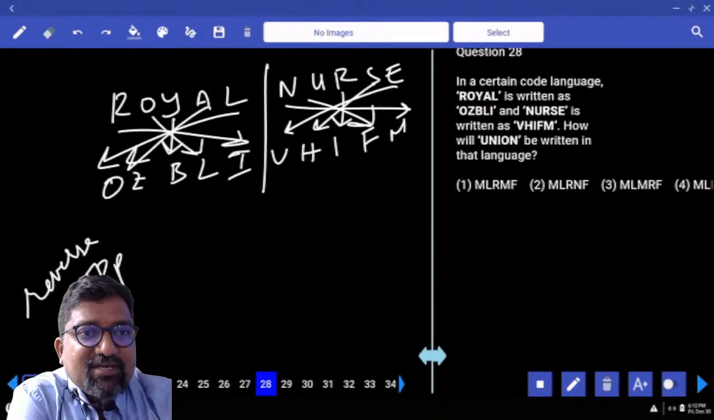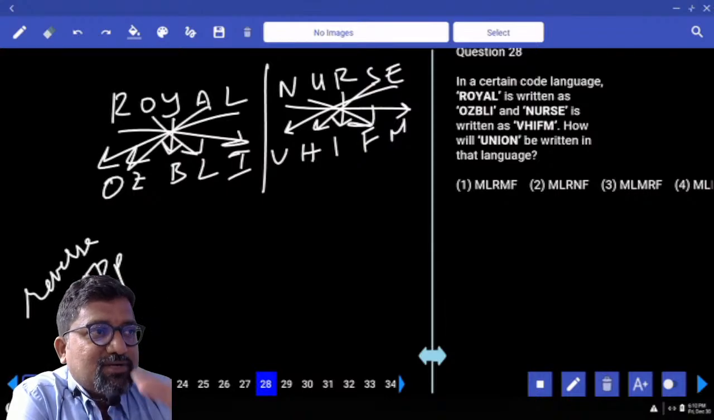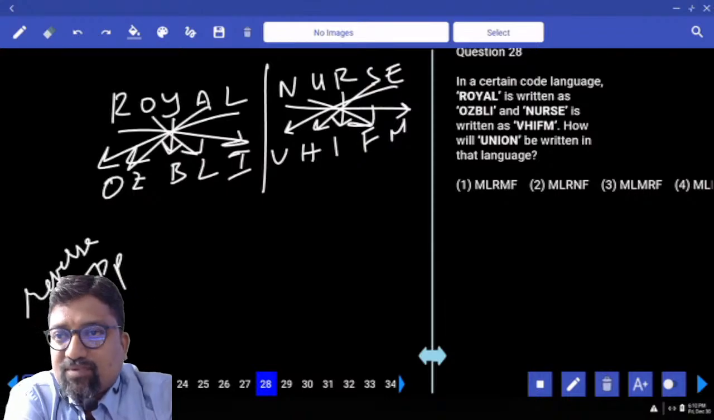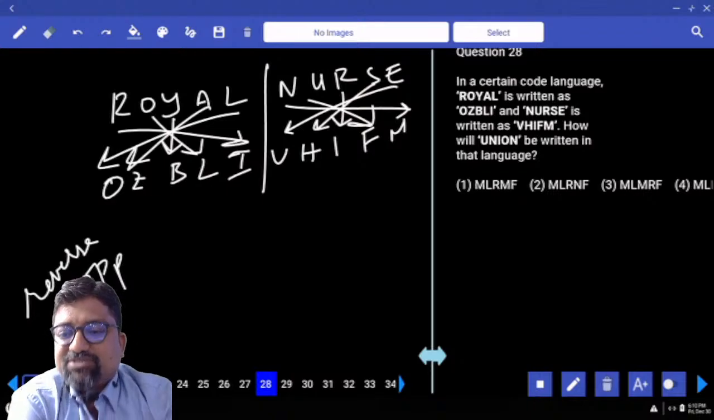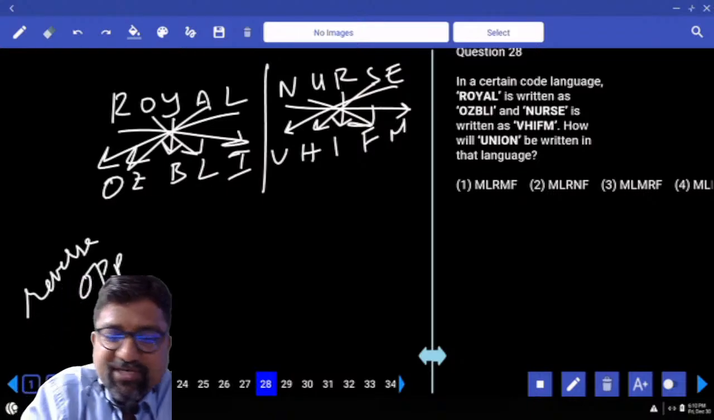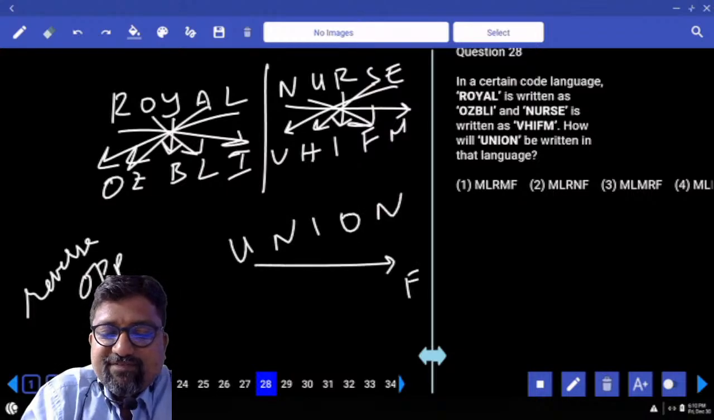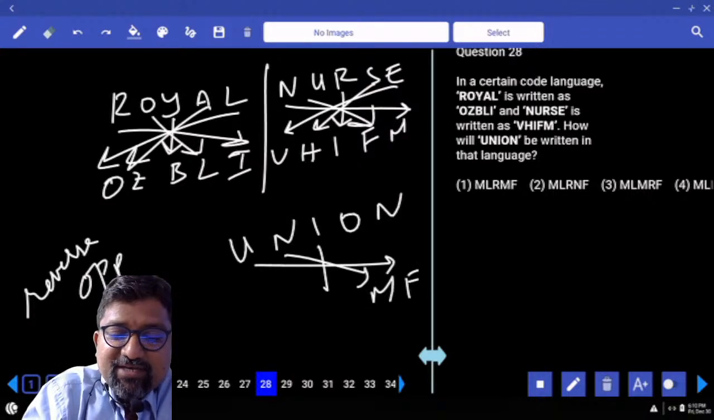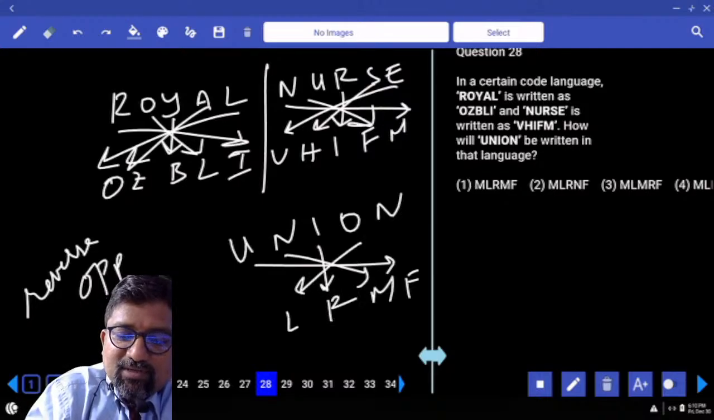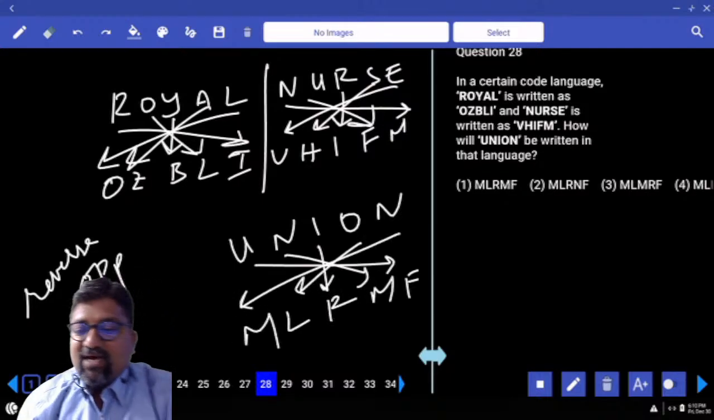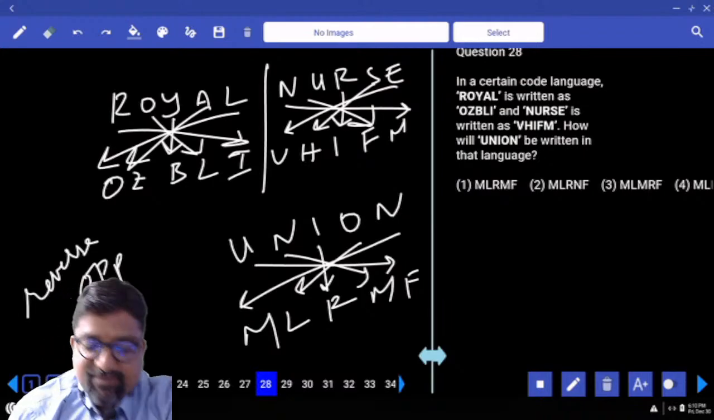And I am sure that you all know what opposite letters are, and we will teach you some shortcuts for identifying the opposite letters. As soon as you see, you should identify. Come on, union. U-N-I-O-N. U-F-N-M-I-O-N. M-L-R-M-F. So what's my answer? First option.